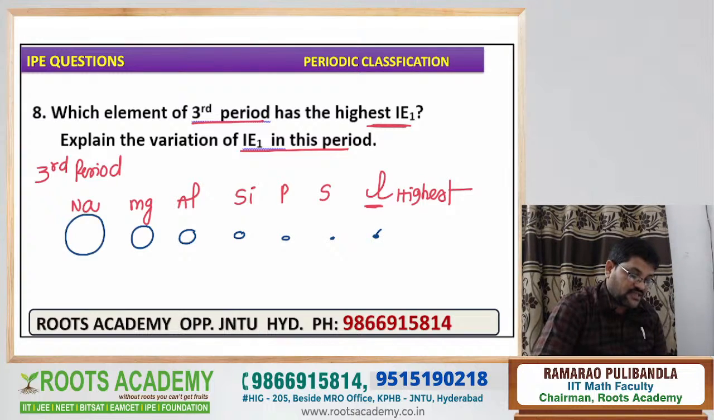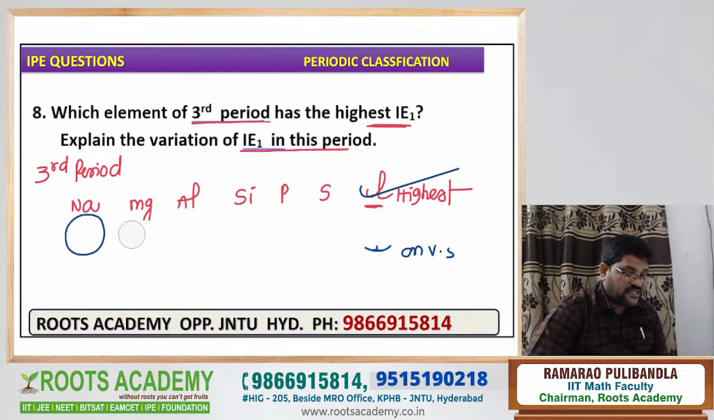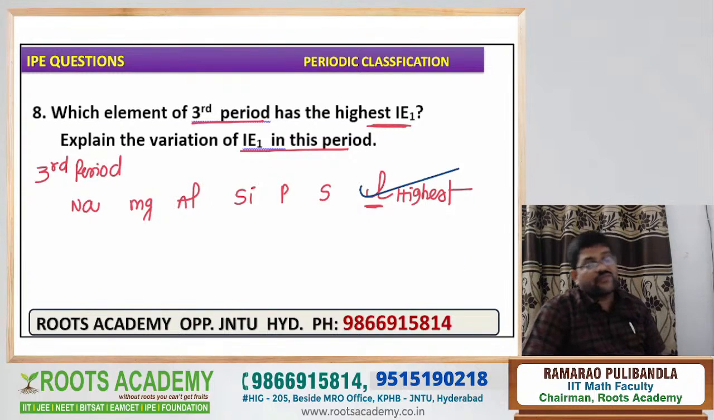Therefore, atomic size decreases, nuclear force is more on the valence shell. Nuclear force is what? Nuclear force more on the valence shell. As nuclear force is more on the valence shell, that's why chlorine has the highest ionization energy 1. And see the variation of ionization energy 1 in this period. That is also a very important point. Now understood why chlorine has the highest ionization energy 1? Because of the small size. Nuclear force is more on the valence shell of chlorine, because left to right atomic size decreases, nuclear force increases, therefore it has the highest ionization energy 1.